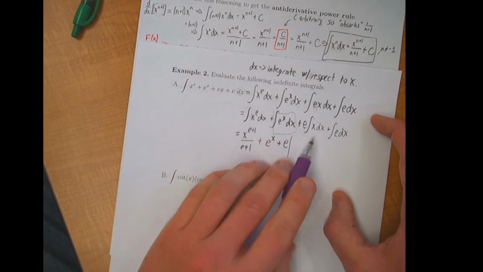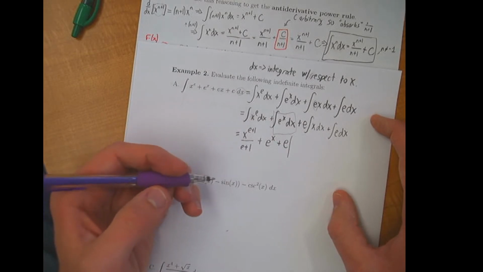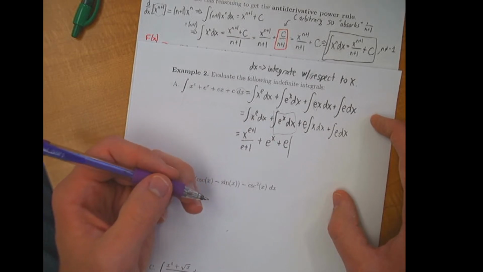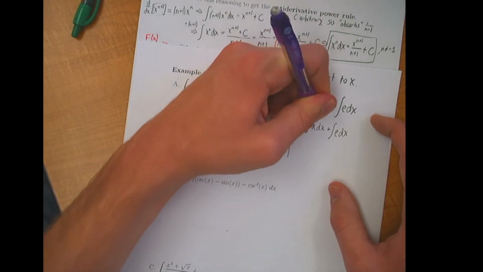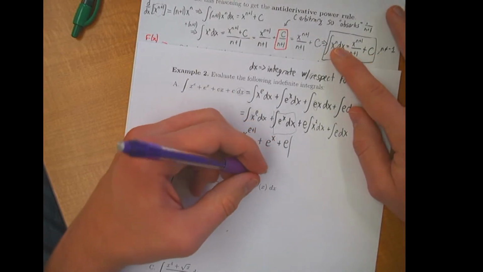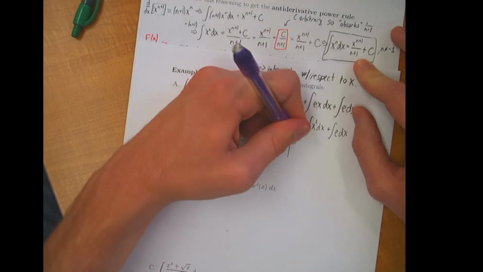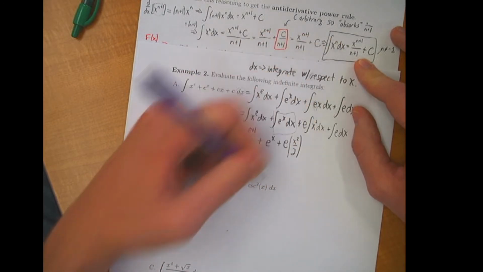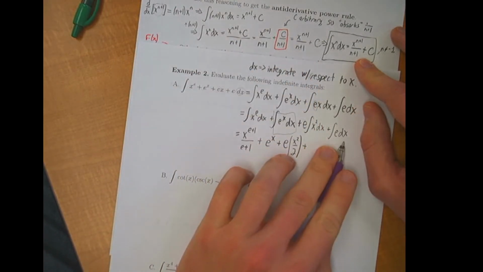So in this case, if we apply the antiderivative power rule with this integral here, what do you think we're going to get? X squared over 2, right? Because in this case, this is just 1. So all we have to do is just let n equal 1 in our formula here to get, in this case, x squared over 2. Okay? And then plus the constant e times dx.